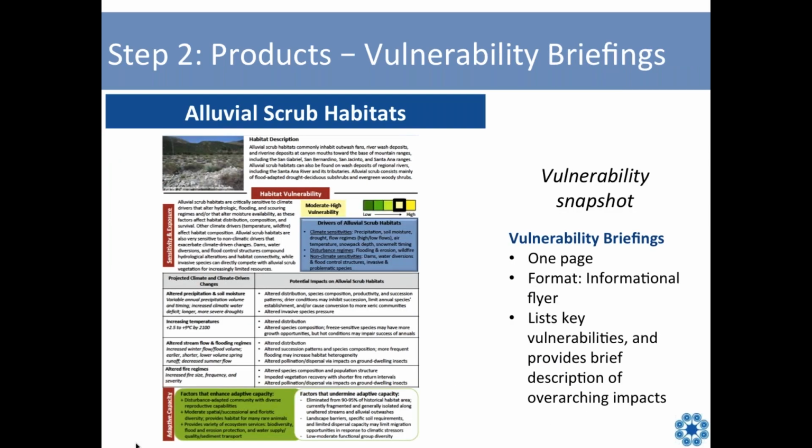Our last product is a vulnerability briefing, and we consider these to be more snapshots of vulnerability. So these are one-page documents where vulnerability information is summarized on the front, and on the back there is key adaptation information. So this takes all of the critical vulnerability information presented in the previous 2 products and condenses it down to 1 page. So it has all of the key vulnerabilities, a very broad description of general impacts, and it doesn't have any citations in the document. You'll have to refer back to the other documents to see those.